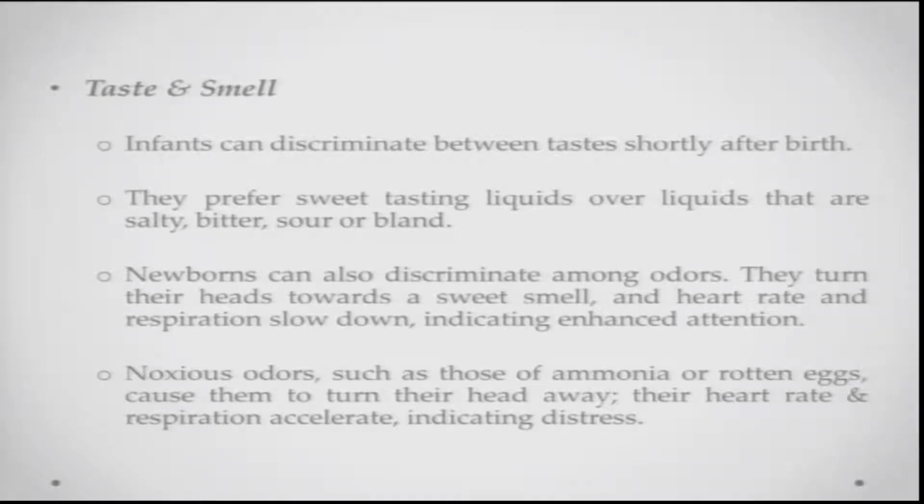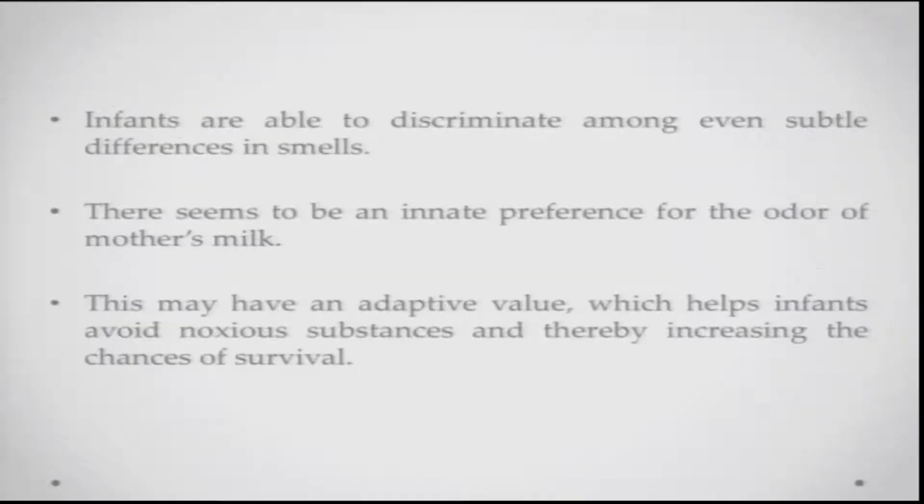Noxious odors, on the other hand, such as those of ammonia or rotten eggs, will cause the children to turn their heads away, and their heart rate and respiration rates generally accelerate, indicating distress and the fact that they want to avoid these smells. So they can already show by these physiological manifestations whether they prefer a particular odor or not. Also, infants are able to discriminate very well among subtle differences in smells. There seems to be an innate preference for the odor of mother's milk.